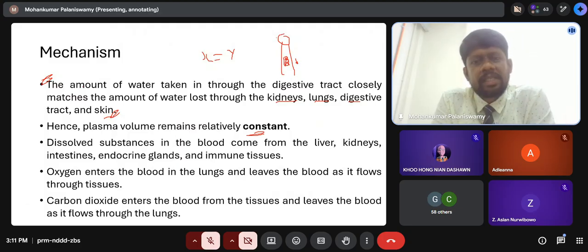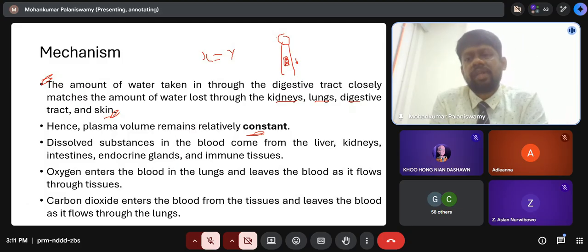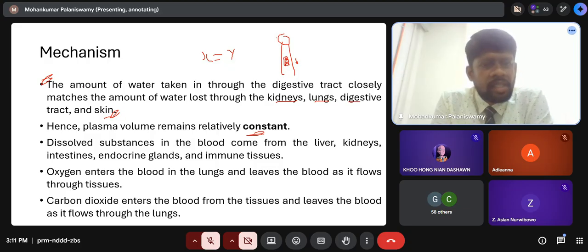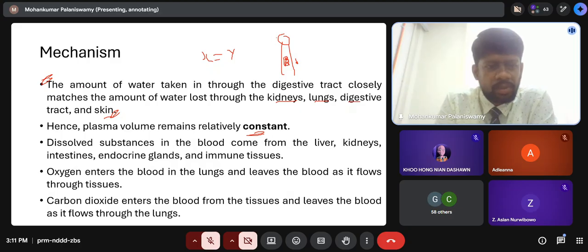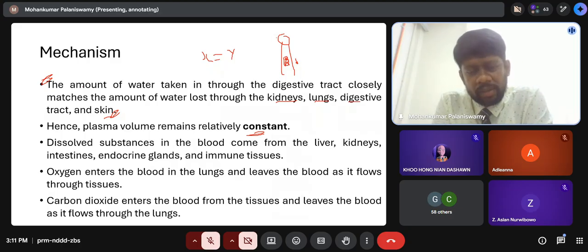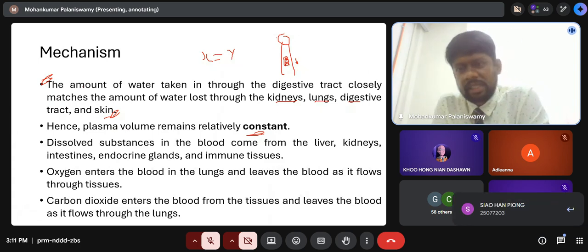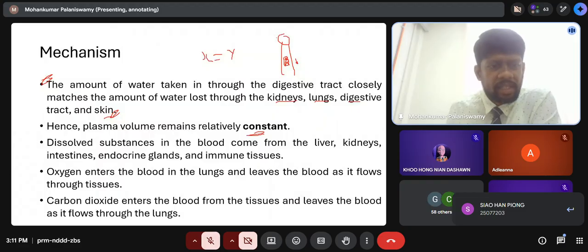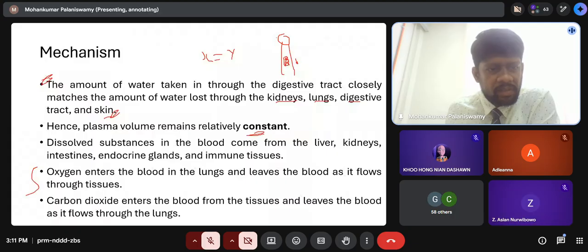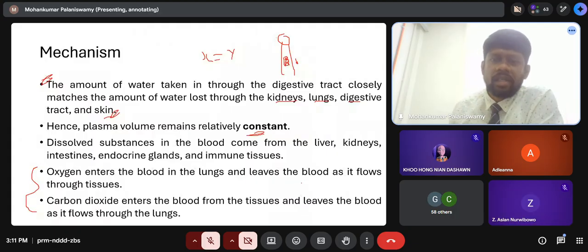The dissolved substances in the blood come from the liver, kidney, intestine, endocrine glands, and immune tissues. Oxygen enters the blood in the lungs and leaves the blood as it flows through the tissues. Carbon dioxide enters the blood from the tissues and leaves the blood as it flows through the lungs. I think we are already aware of these points. We have discussed them in the last semester as well.